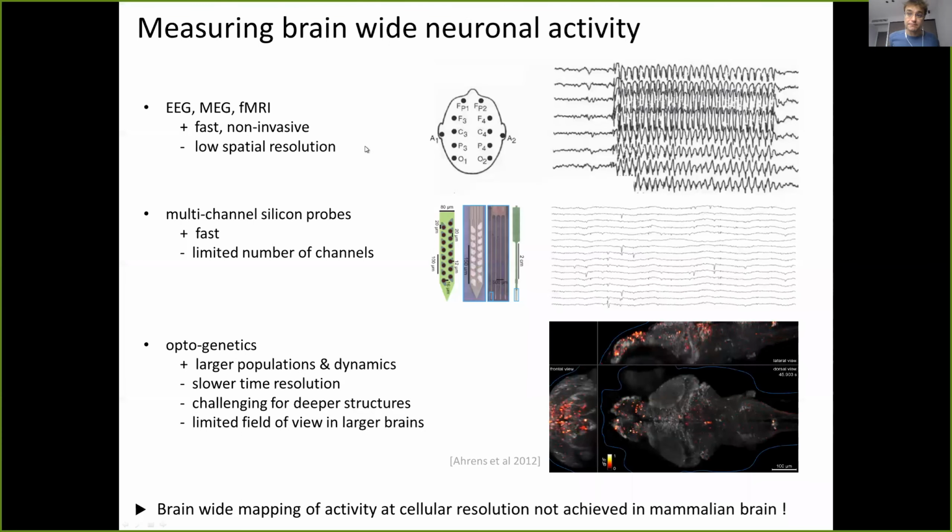People have, of course, tried to record brain activity on larger scales, and particularly EEG or fMRI techniques enable this with a quite fast time resolution, but a low spatial resolution. You get higher spatial resolution, single neurons, by sticking electrodes into the brain, and people do this with up to 40 electrodes now, for example, or even hundreds. Still, while you get single cell resolution with these techniques, you won't be able to record the full brain.